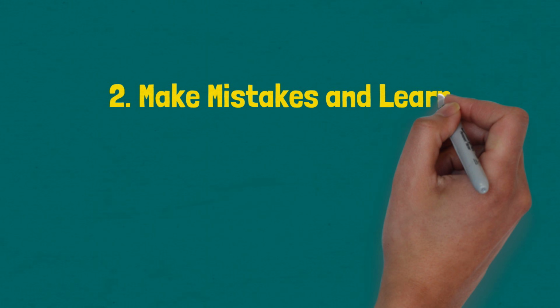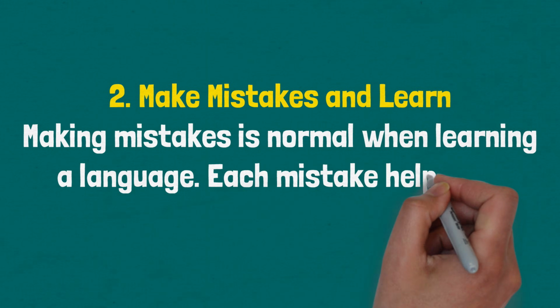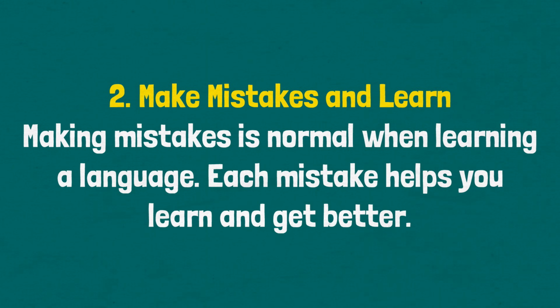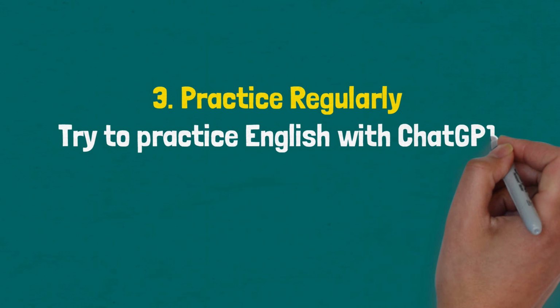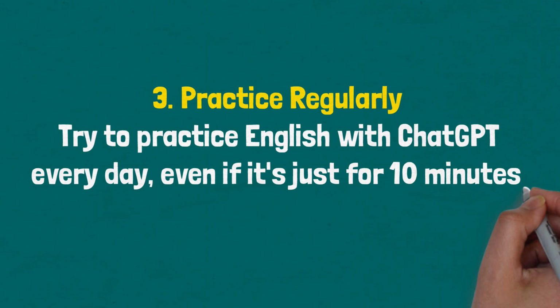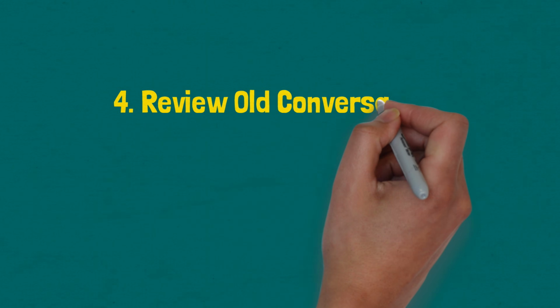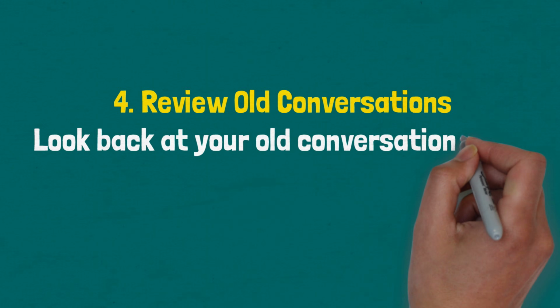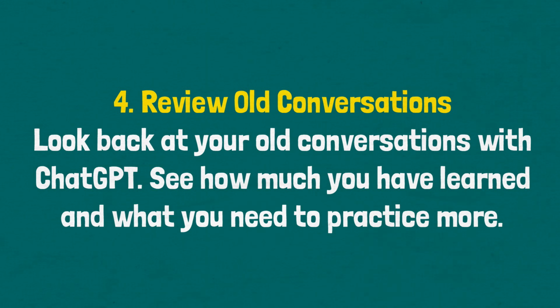2. Make mistakes and learn. Making mistakes is normal when learning a language. Each mistake helps you learn and get better. 3. Practice regularly. Try to practice English with ChatGPT every day, even if it's just for 10 minutes. Regular practice helps you improve faster. 4. Review old conversations. Look back at your old conversations with ChatGPT. See how much you have learned and what you need to practice more.